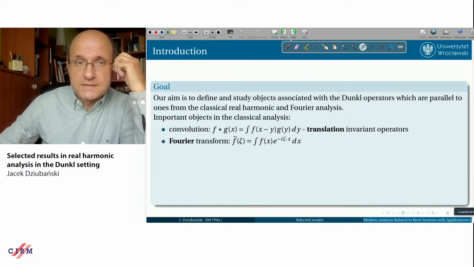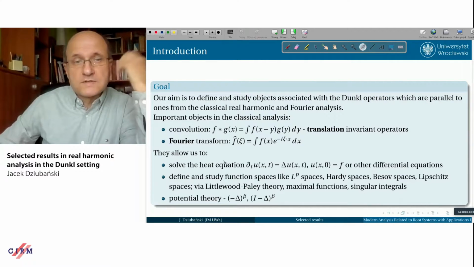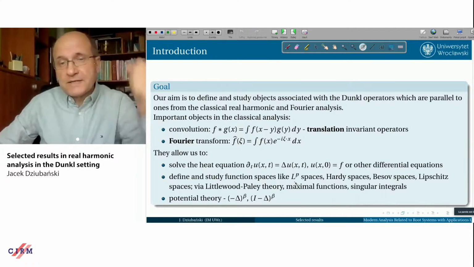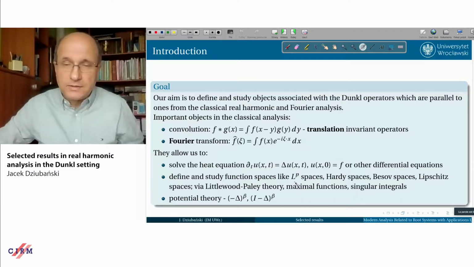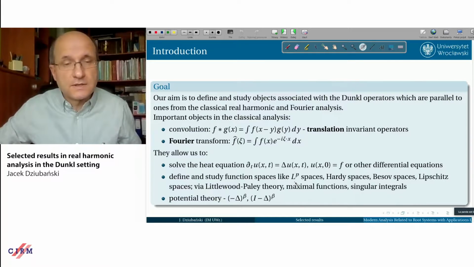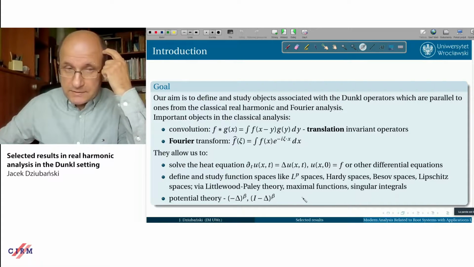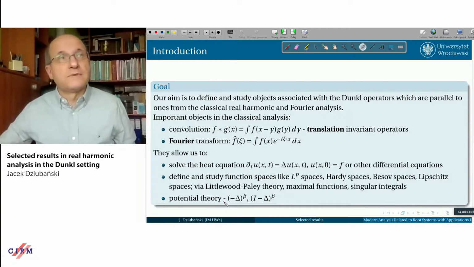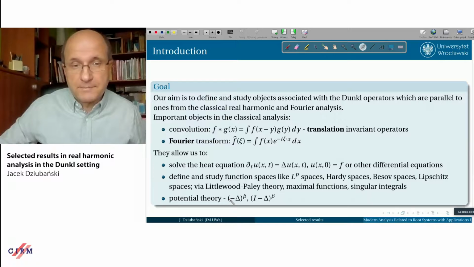Thanks to these objects, we are able to solve, for example, the heat equation, so the distribution of temperature in time, or define and study function spaces like Hardy spaces, Besov spaces, Triebel-Lizorkin spaces, Lipschitz spaces, using either Littlewood-Paley theory, maximal functions, or singular integrals. And of course, related with function spaces there is potential theory, which can be thought of as a theory connected with powers of the Laplace operator.